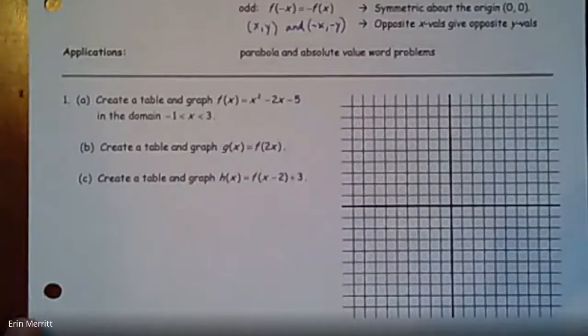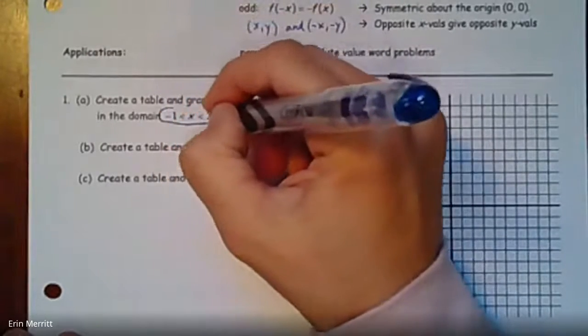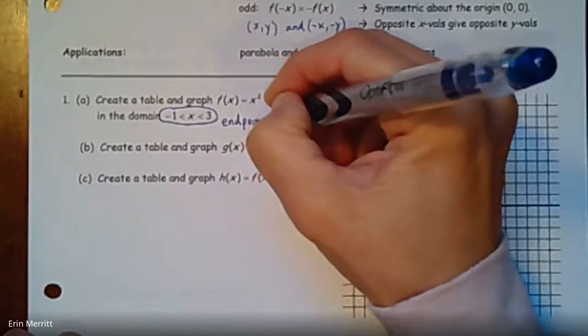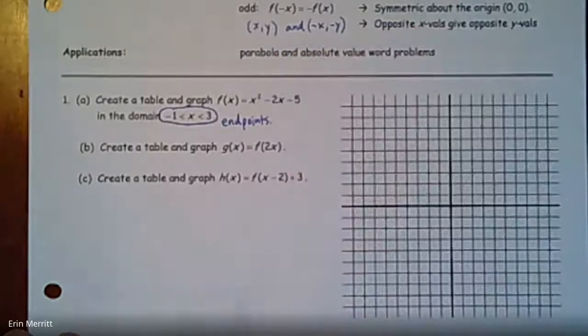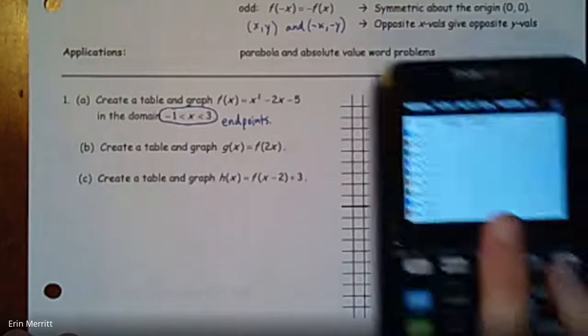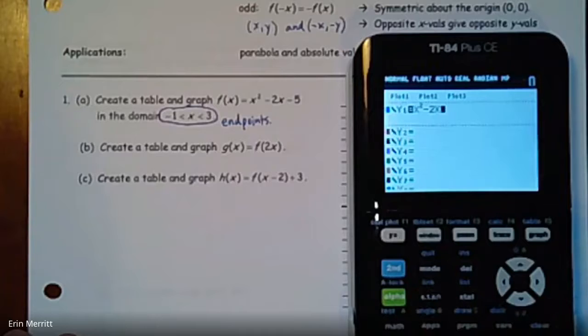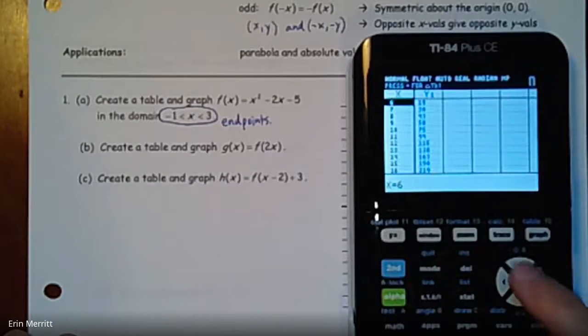So with that being said, the first one says create a table over this specific domain. If they're handing you a domain, remind yourself you want endpoints on your graph. So into your y equals, we type in x squared minus 2x minus 5. And I'm going to use my table of values here and shimmy back up to see the values I want.